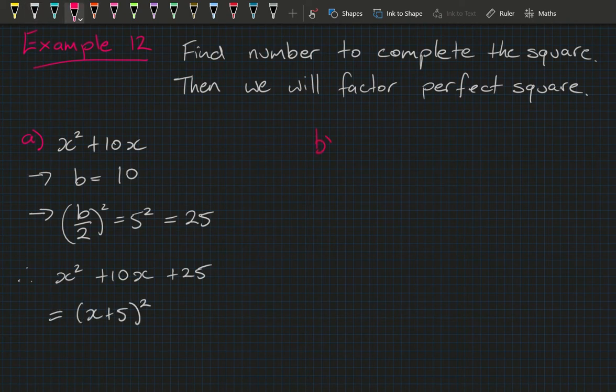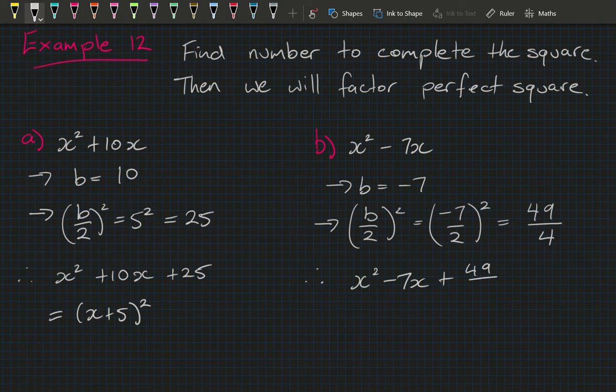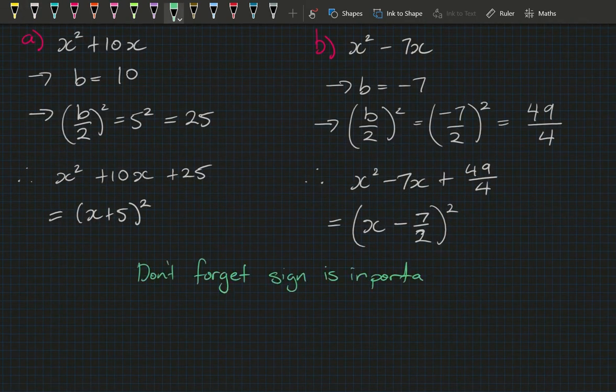And in part B, we've got x squared minus 7x. And in this case, b is equal to minus 7. So b on 2 squared is minus 7 on 2 squared, which is 49 on 4. So that means that x squared minus 7x plus 49 on 4 is equal to x minus 7 on 2 all squared. And don't forget that that sign is really important. Alright, so that's it. It's really straightforward.